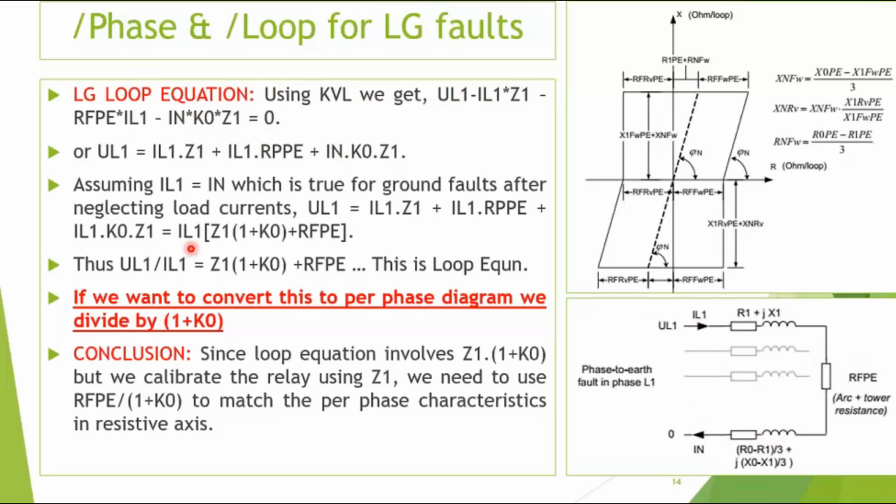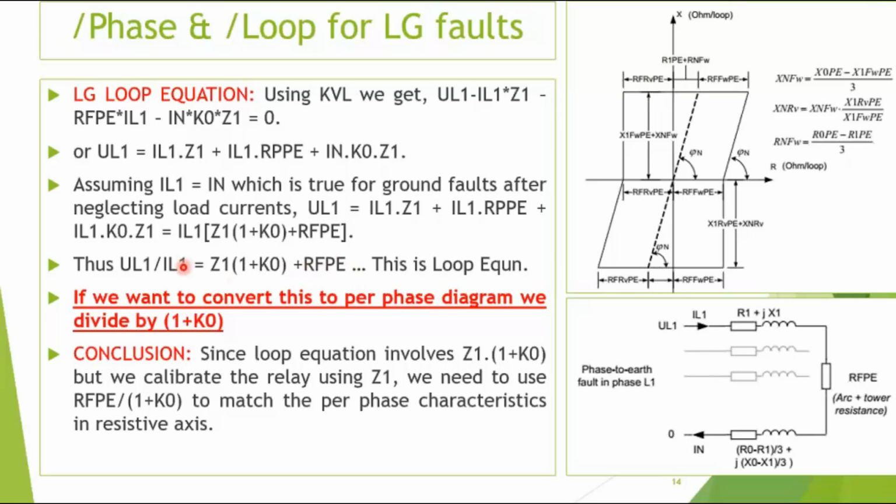Now, if we rearrange it, you will find that UL1 divided by IL1, which is how we calibrate the relay, is equal to Z1 into 1 plus K0 plus RFP. Now, Z1 into 1 plus K0 is already done by the relay as explained earlier. The relay expands its positive sequence reach by the 1 plus K0 factor, so Z1 plus K0 into Z1 the relay has already done. The left part is the RFPE.